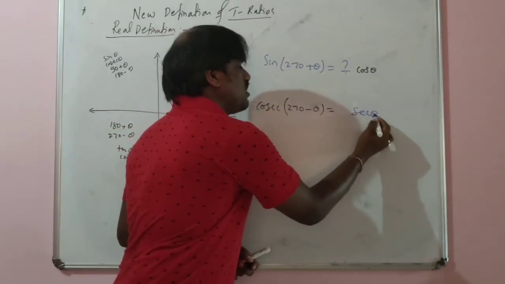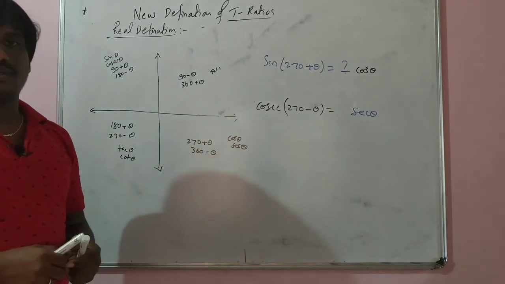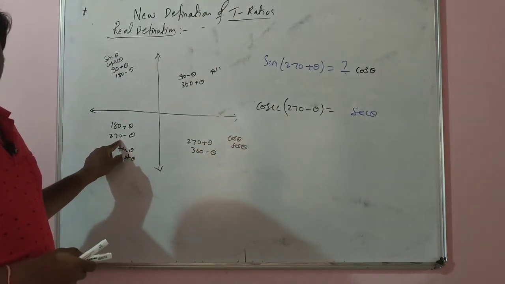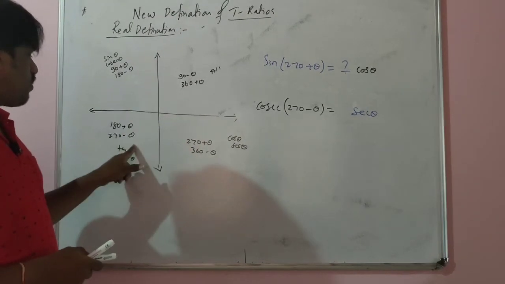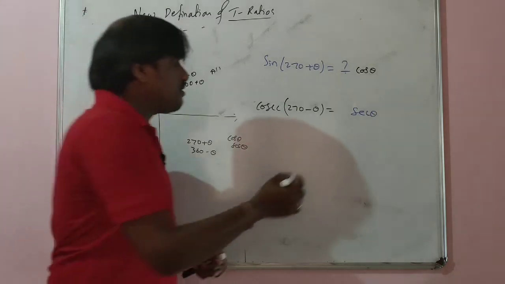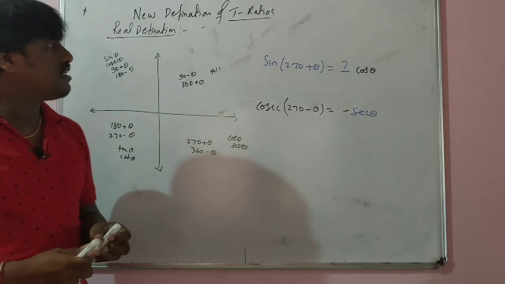Cosec is going to change as sec. This is what you understood, right? So cosec is going to change as sec, and whether this is positive or negative is determined by the quadrant. So this is in the third quadrant. In the third, tan and cot are positive, so this is negative, so the answer will be negative. This is the beauty of mathematics, you have to understand this.